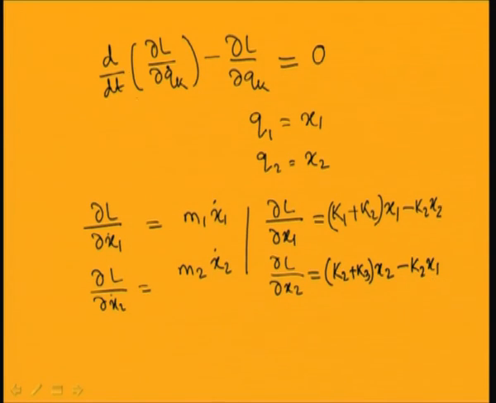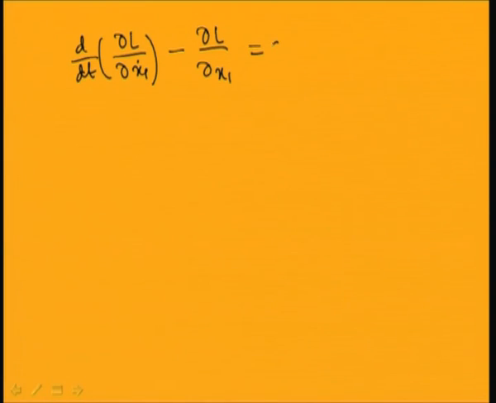So, now d by dt of del L by del x1 dot will be equal to m1 x1 double dot, and similarly d by dt of del L by del x2 dot will be equal to m2 x2 double dot. So my equation of motion will become, for the first equation, del L by del x1 dot minus del L by del x1 equal to 0.